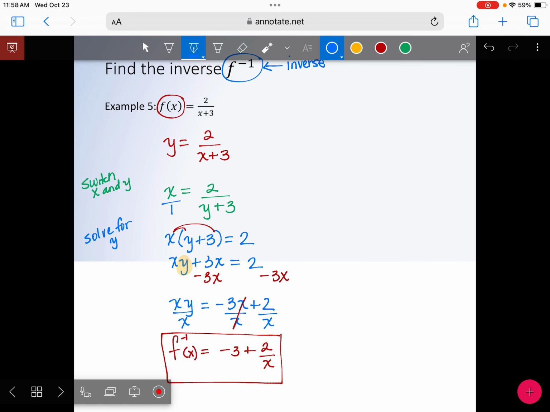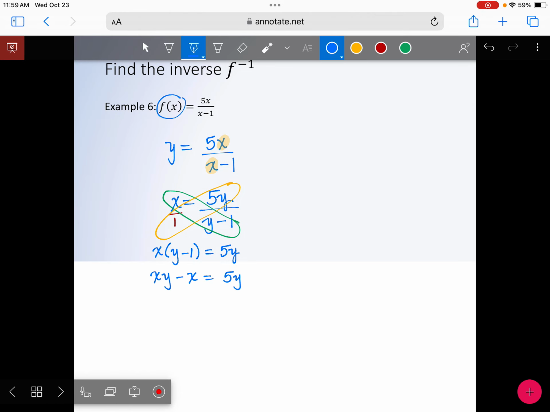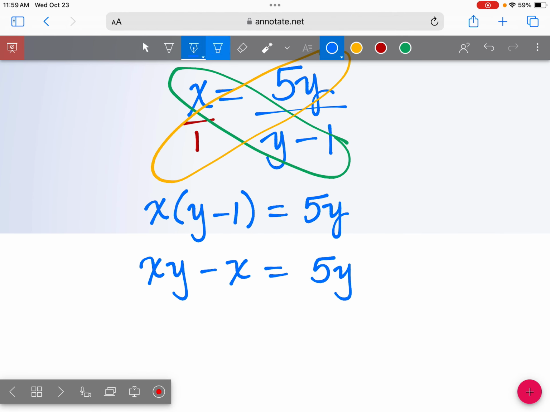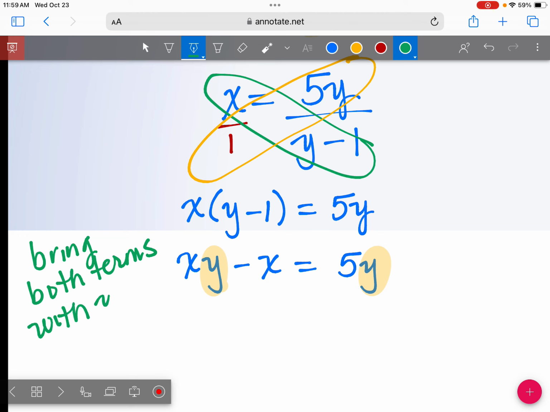Okay, so do you notice how we have y in two different places? If I go back to this one, when I was trying to solve it, I only had y in one place. Now we have y in two places. I have y here and here. So what you want to do, and go ahead and put this in your notes, is we need to bring both terms with the y on one side, because we're going to factor it out, but we can't factor it out as long as they're on opposite sides.